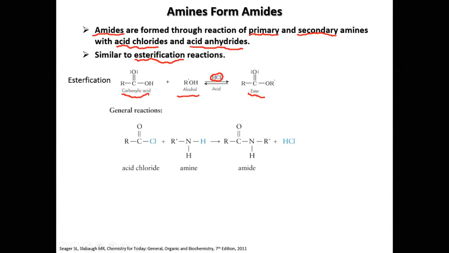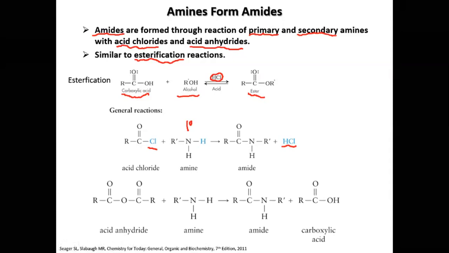Now with amides, we take an acid chloride. An acid chloride is very similar to a carboxylic acid, but instead of an OH, it has a Cl. So you take an acid chloride, you react it with a primary, so 1 degree, amine, and we get an amide, and our byproduct is HCl. That's one route. Another route is we take an acid anhydride, which looks like this. Again, we're going to react it, in this case, with a primary amine. And the way we know it's primary is that it only has one R group. So it's a primary amine.